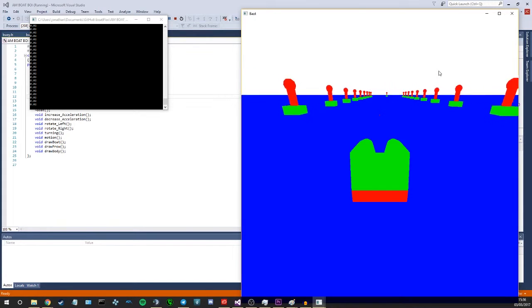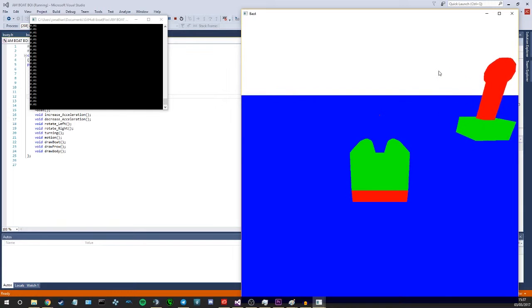Increase it again, it accelerates a bit and has reached the maximum velocity. We can accelerate further and reach higher velocities. We can decrease acceleration and go to lower velocities. We can also rotate and turn around this buoy at the end of the path.